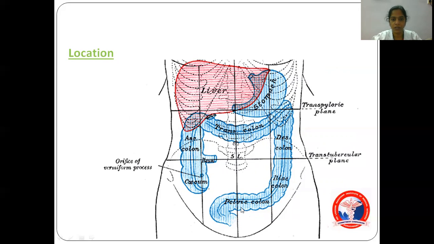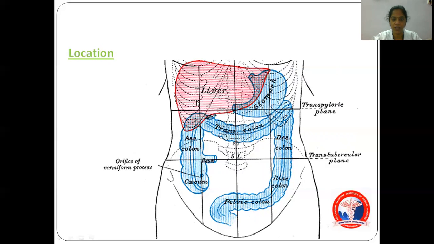So this is the right iliac. Here you can see it's marked as cecum. So this is the location of the cecum. Where it is exactly located means in the right iliac fossa, you can see two lines.